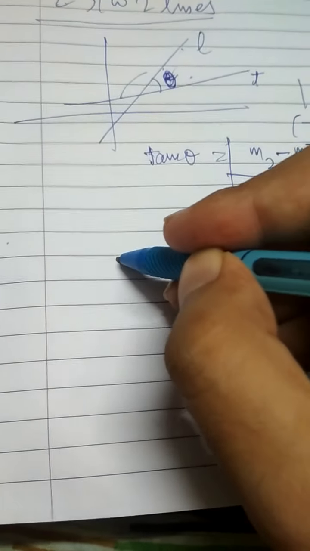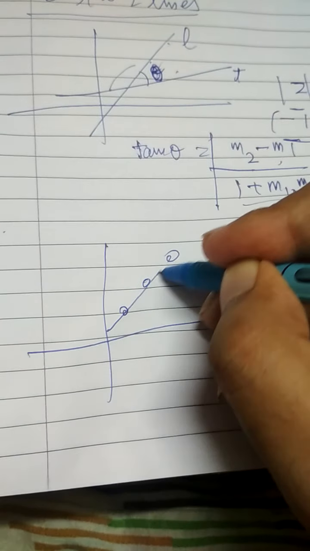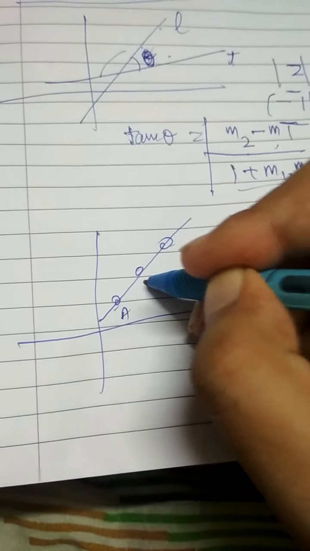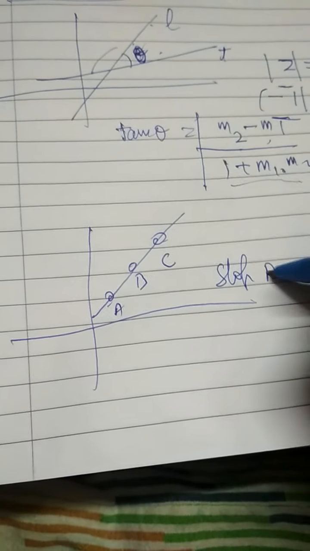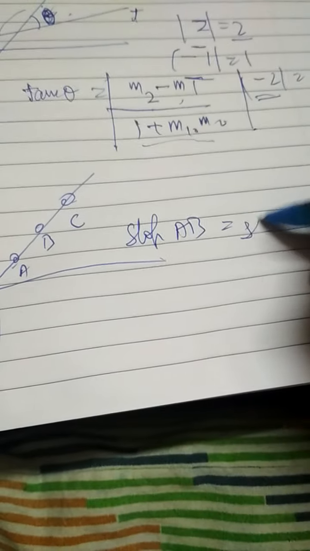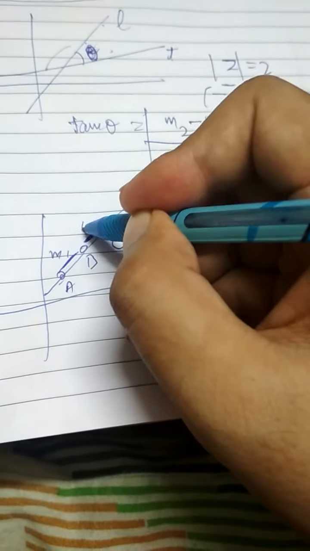Now it is given that 3 points are collinear. So if 3 points, A, B and C, are collinear, then the slope of AB is equal to the slope of BC. M1 is equal to M2.